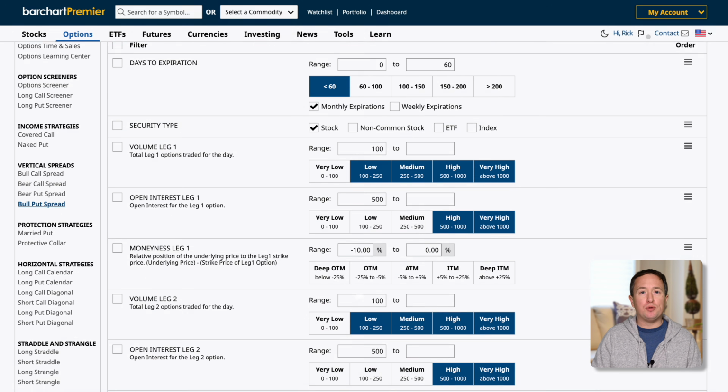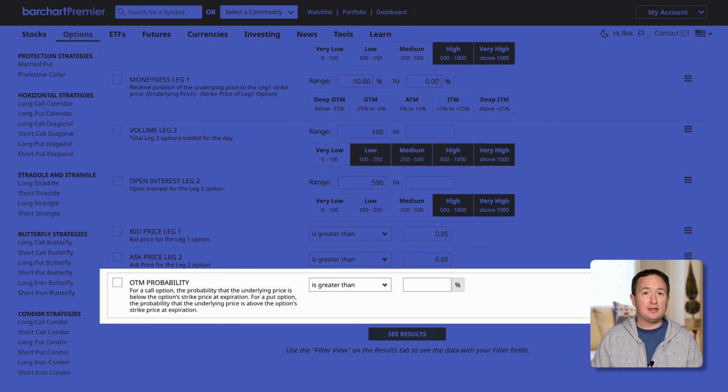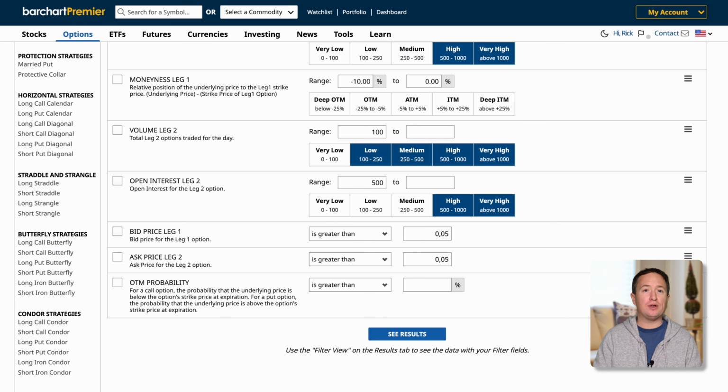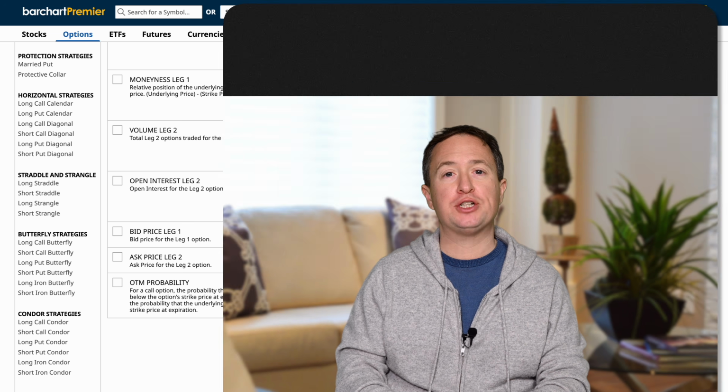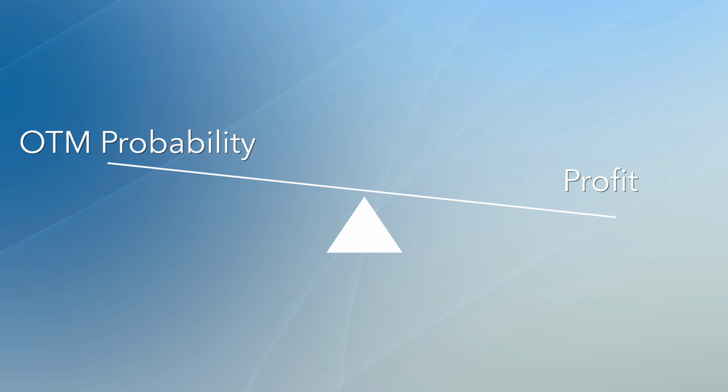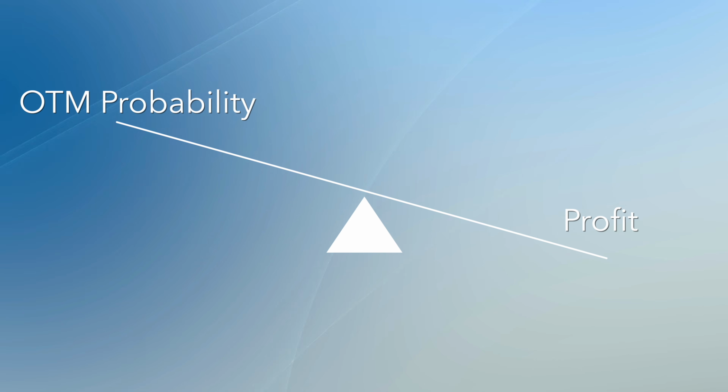For strategies like bull puts that start with a net credit, the best case scenario is for all options to expire worthless or out of the money, which means the underlying price needs to be higher than the short strike at expiration. The higher the OTM probability, the higher the chances of you keeping the net credit in full at expiration. But remember, the higher the OTM probability, the lower potential profit you have. So there's a bit of a balancing act that you're going to need to figure out for yourself.